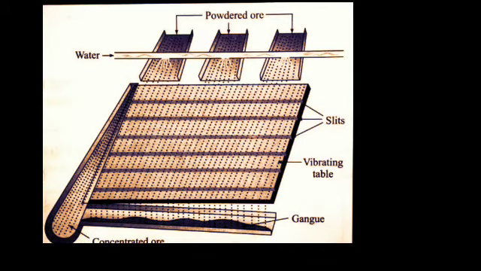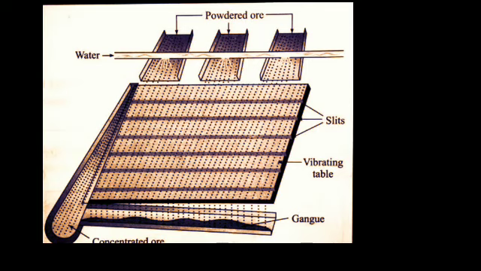First method is Wilfley table method. In this method of separation, the Wilfley table is made by fixing narrow and thin wooden riffles on an inclined surface. The table is kept vibrating continuously. Powdered ore obtained from lumps of the ore using a ball mill is poured on the table and a stream of water is also released from the upper side.